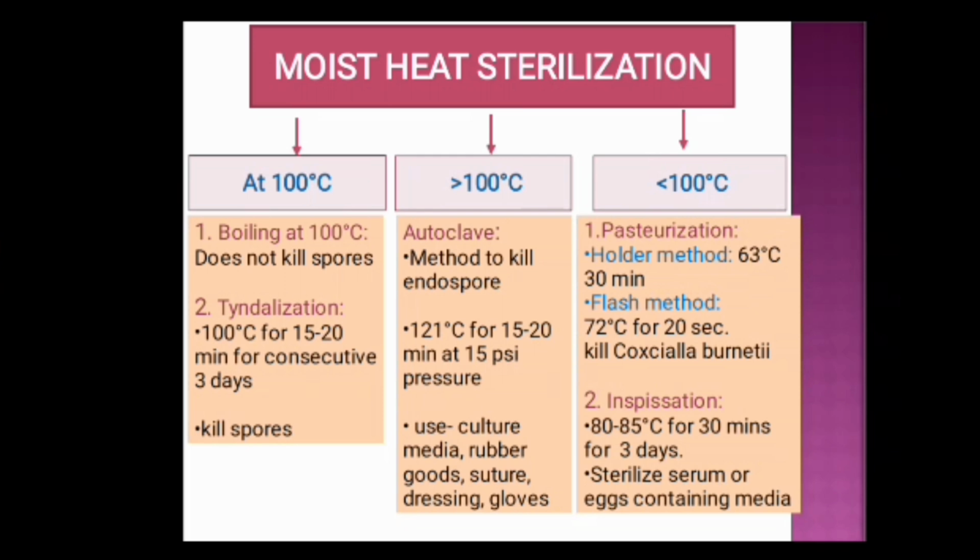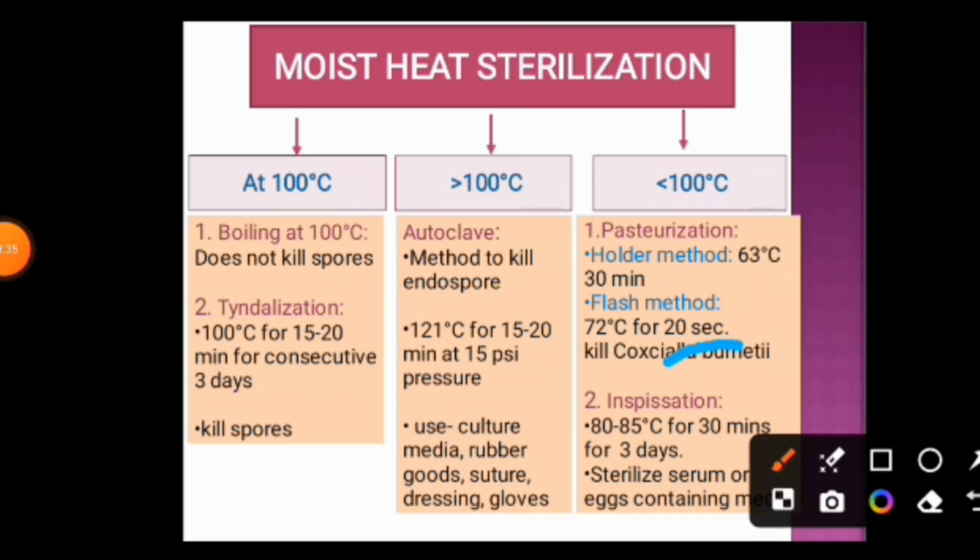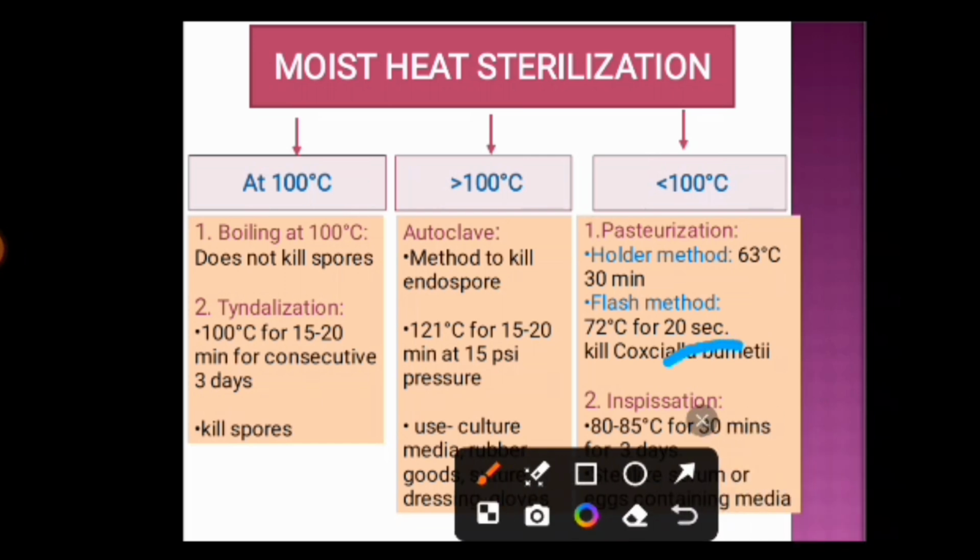Pasteurization again is divided into two. One is Holder method of pasteurization. Second one is the flash method of pasteurization. Holder method, from the name Holder, hold. So you have to hold for some time. That is 63 degrees centigrade for 30 minutes. Whereas in flash method of pasteurization, it is 72 degrees centigrade for 20 seconds. That is flash of time, that is 72 degrees centigrade for 20 seconds.